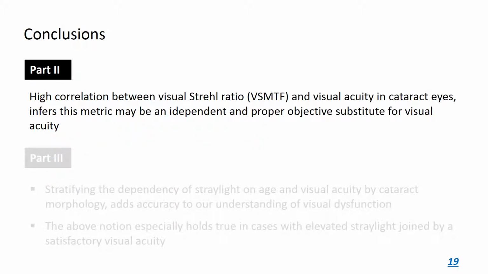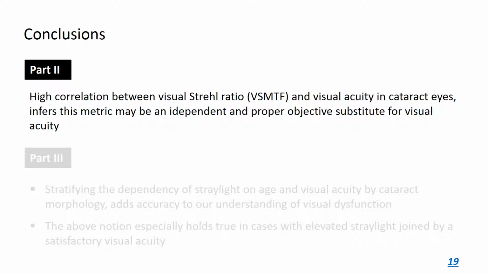In the second part of the work, we tested the usability of the objective visual stray ratio derived from wavefront aberrations for quantifying the severity of age-related cataract in terms of visual acuity. Therefore, we sought to study the following objectives. First, the correlation between visual acuity and visual stray ratio in cataract eyes with uncorrected vision, and compare the results with that of normal eyes. Next, the correlation between the 2 variables in corrected cataract eyes in terms of higher order aberrations.